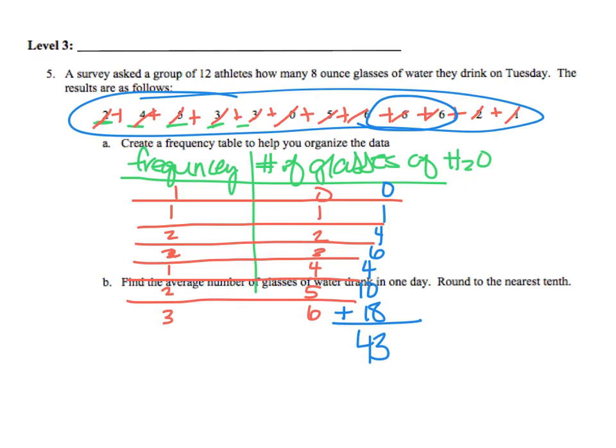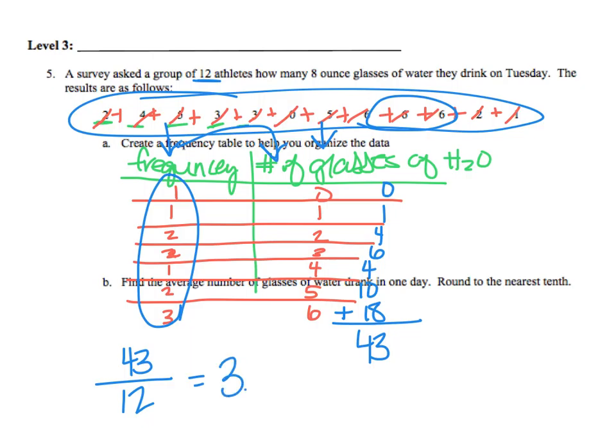So I'm finding the average number. The 43 means there are 43 total glasses of water drunk by these 12 athletes. And then we want to divide by how many people answered this question. It's not what they answered, it's not the number of glasses that they drank, it's how many people answered this question. So you're going to add up your frequency, or it tells you that in the problem, but sometimes it won't. So we're going to divide by 12. 43 divided by 12 is 3.58, but it says nearest tenth, so that's 1 decimal point. So 3.6 glasses.